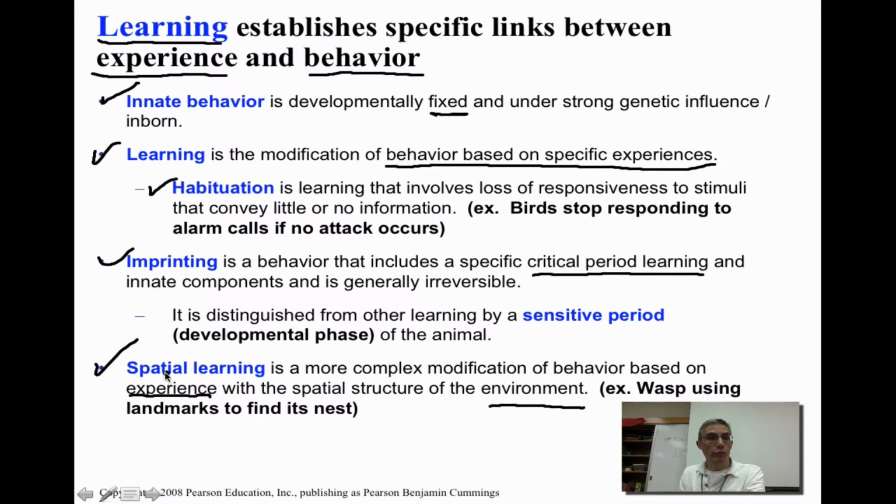Another type of learning would be something called spatial learning. This is going to be a more complex modification of behavior, and it's going to be based on the experience with the spatial structure of the environment. A really good way to understand this is to look at various species of wasp. To find their nest, they tend to use landmarks in their environment to locate the nest.